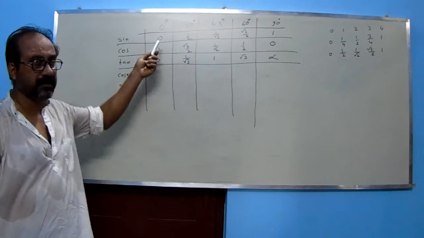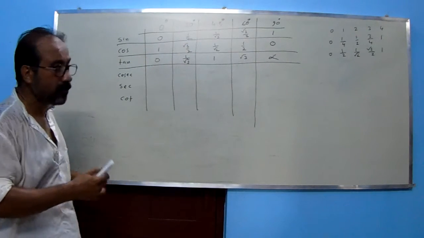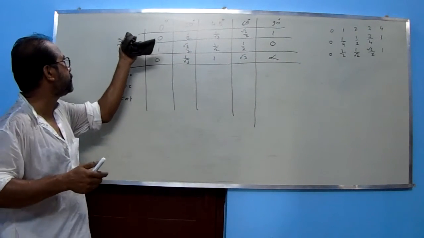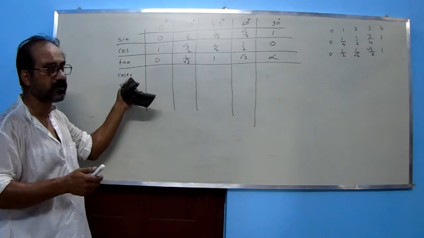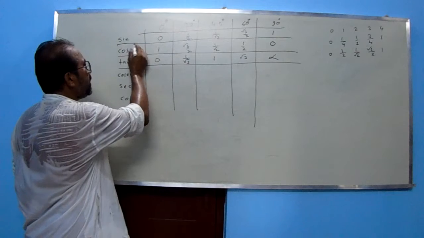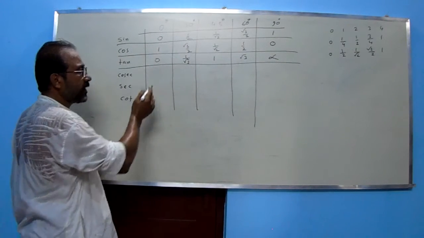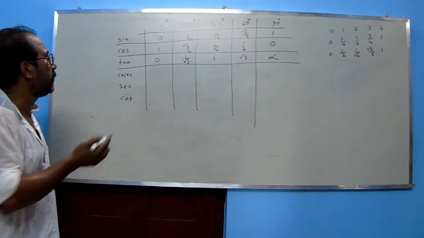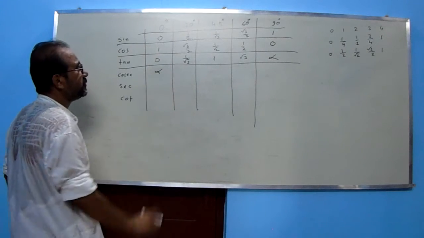Again, sin 0 is 0. So the reverse of sine, 1 by sin, is cosec. So 1 by 0 means it is sine. If you remember that, then cosec can be written directly. 1 by 0 means it is infinity.